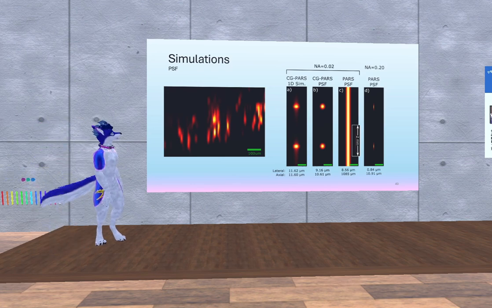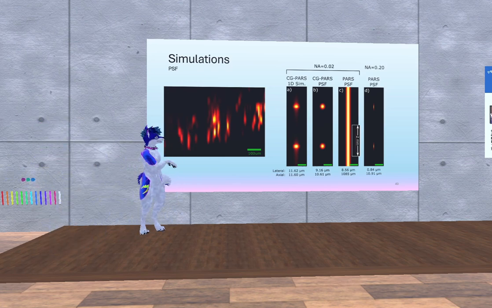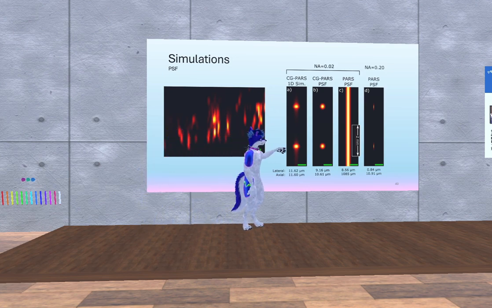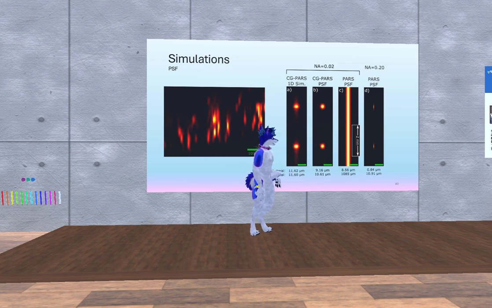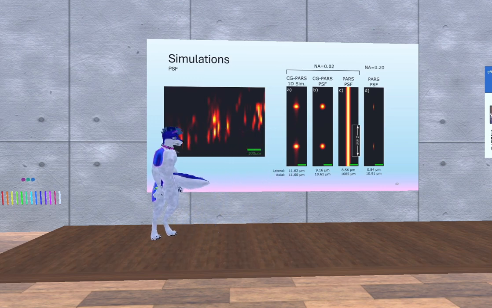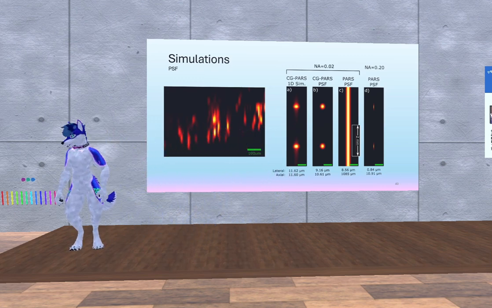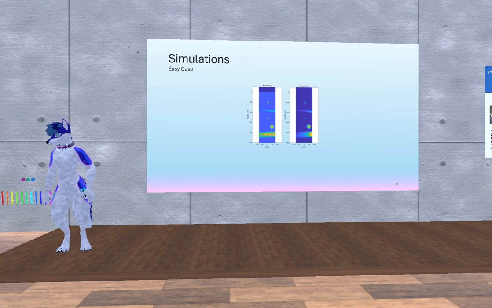How does this all look? Just to highlight this result from earlier. If we have two chromophores like there, you can see here's the comparison between that 1D simulation, that big complicated OCT thing, and our more simple point spread function based thing. They agree pretty well. Just for fun, there's a PARS PSF with the same numerical aperture, which looks awful, of course.